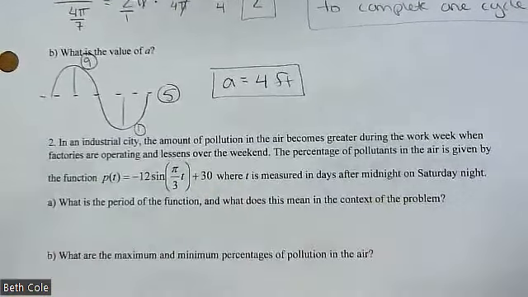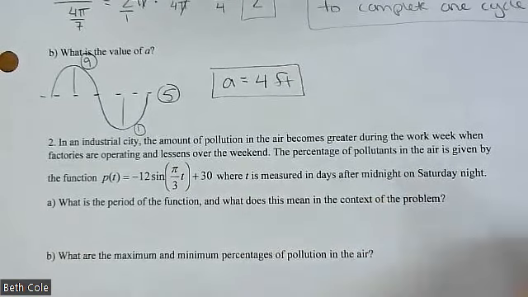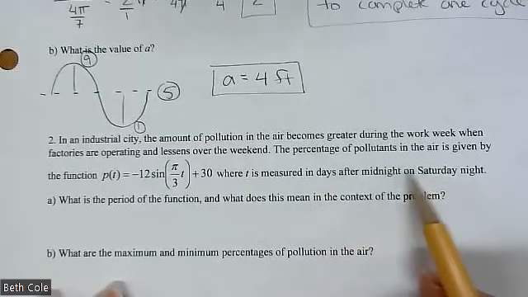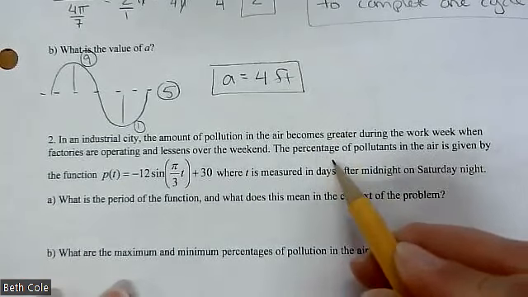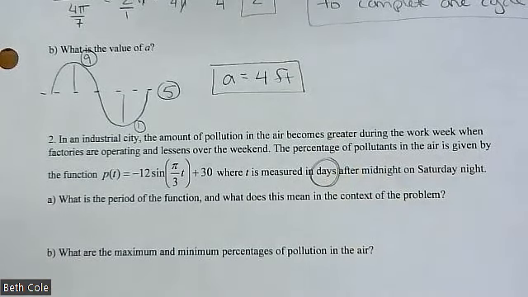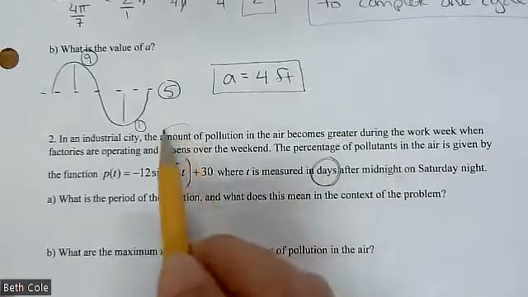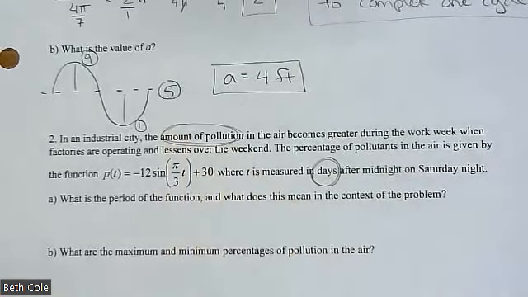Here's your equation. Find your units. What are the units that we have? You want to circle those so that you have them. Days, and starting at midnight on Saturday. That always messes with me. But anyway, starting midnight on Saturday. And then your output is the amount of pollution. I think when we start reading this, it's in percentages, like percent of pollution in the air.